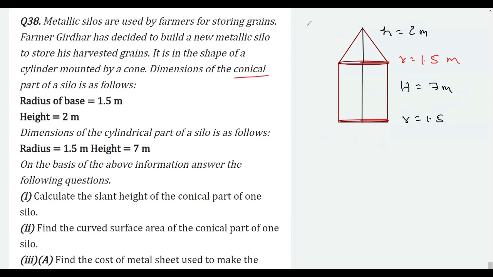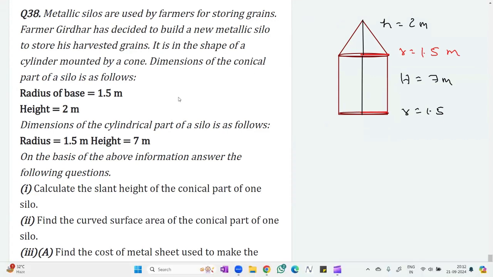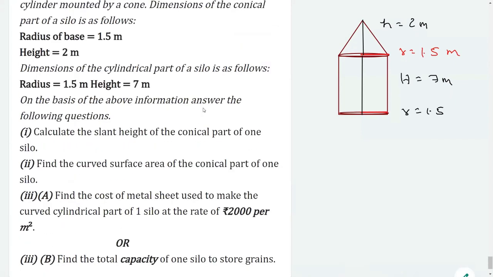Now we are going to use this information to answer these questions here. So what is the first part here? The first part is to calculate the slant height of the cone. So the slant height of the conical part. We know that this is the slant height, and this is calculated using the relation between L, R and H. So L square is equal to R square plus H square. So this is L square.